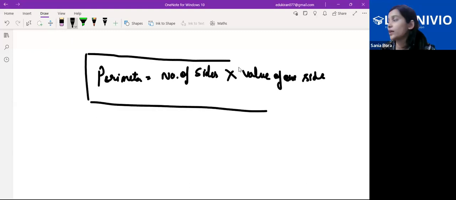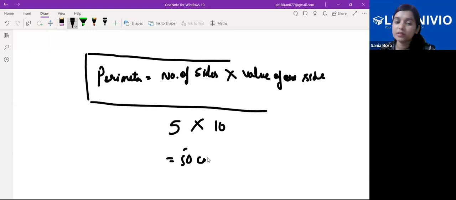If I ask you to find the perimeter, then it's very easy. Number of sides, for example, there are 5 sides and one side is 10 centimeters. So your total perimeter is 50 centimeters.